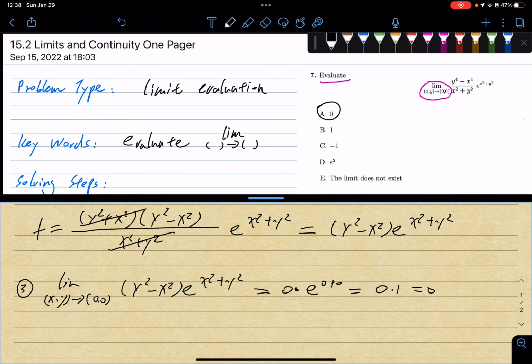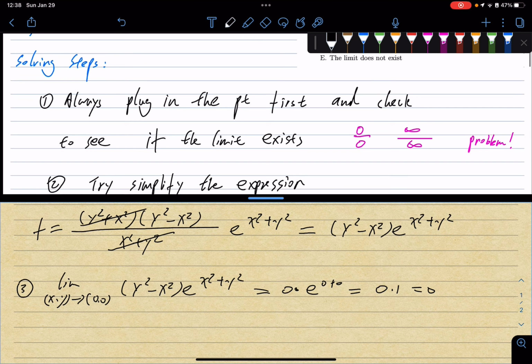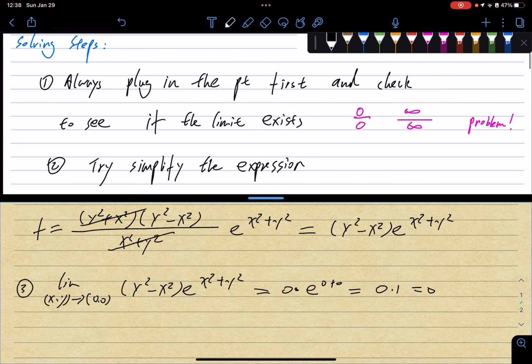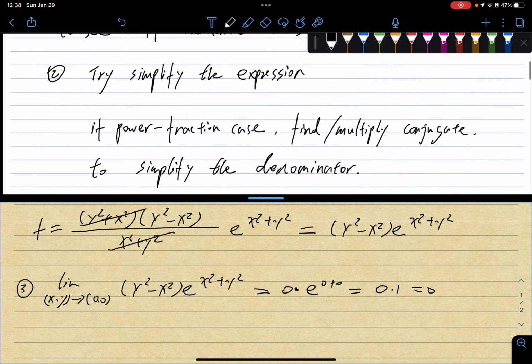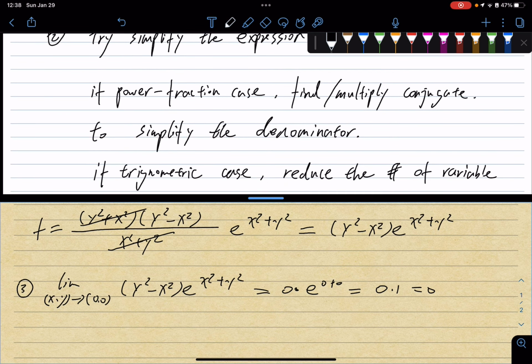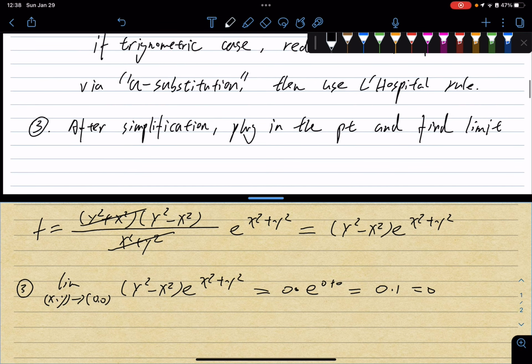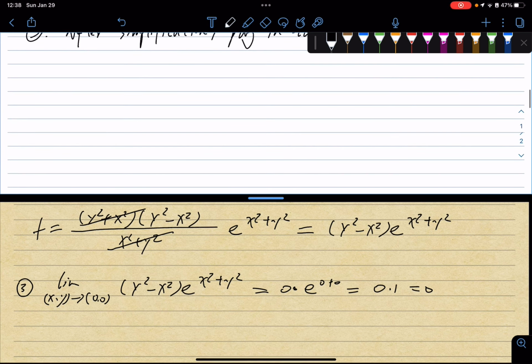So this is pretty quick, easy enough, right? Because the idea is that whenever we have a problem of 0 over 0 or infinity over infinity, we're going to try to simplify the expression of the function. So I just showed you a power fraction case. Well, what about a trigonometric case? So let's try that.